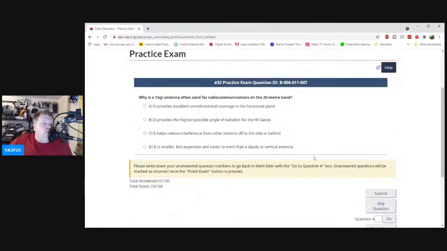Question 32. Why is the Yagi antenna often used for radio communication on 20 meters? This is a very good question.